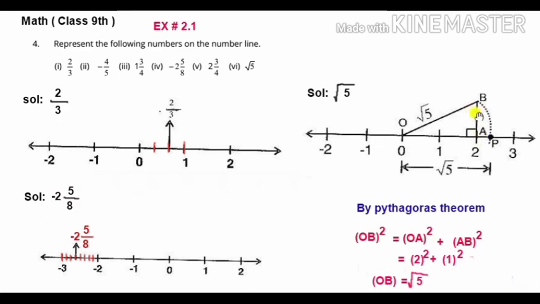By drawing an arc with center O and radius OB equal to square root of 5, we get a point P on the number line representing square root of 5 on the number line, and this irrational number square root of 5 will lie at this point P.